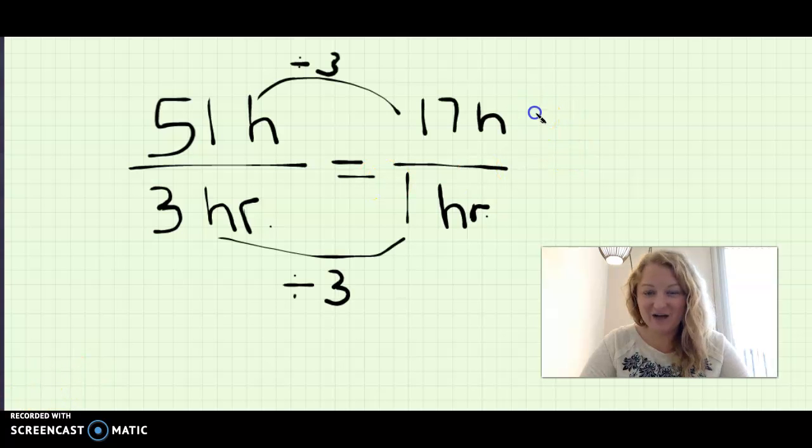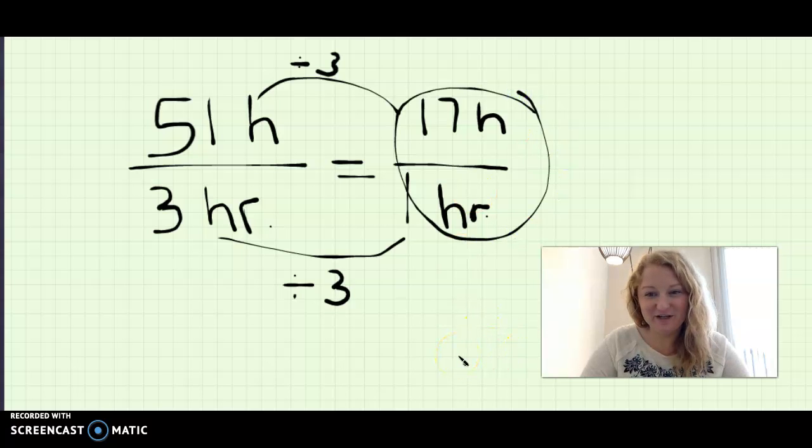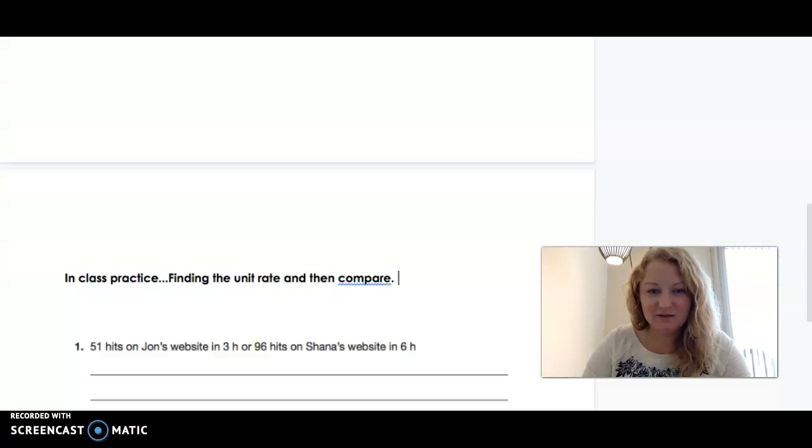All right, so I got 17 hits in 1 hour, and I did that by finding equivalent fractions, and I divided both the numerator and the denominator by 3. It's totally fine if you did cross multiplication and solving a one-step equation because it should get you the same answer. So let's go back to that problem.